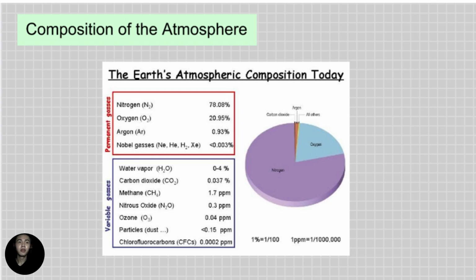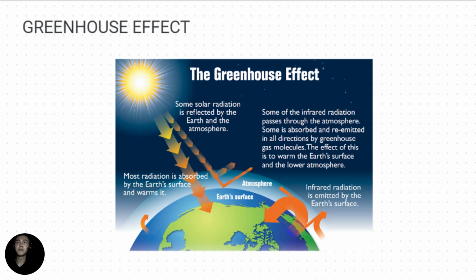Next, we have composition of the atmosphere. Earth's atmosphere is composed of about 78% nitrogen, 21% oxygen, 0.9% argon, and 0.1% other gases. Trace amounts of carbon dioxide, methane, water vapor, and neon are some of the other gases that make up the remaining 0.1%.